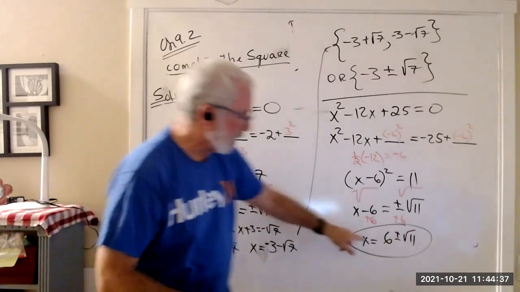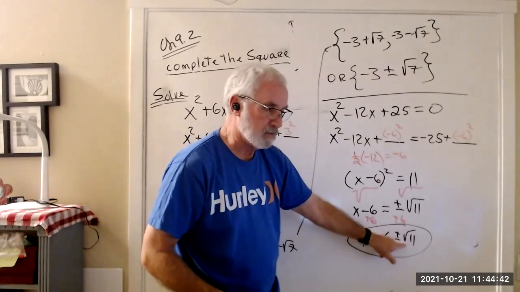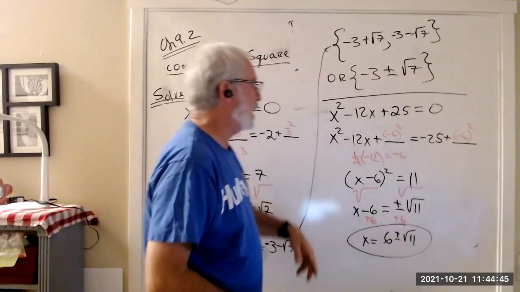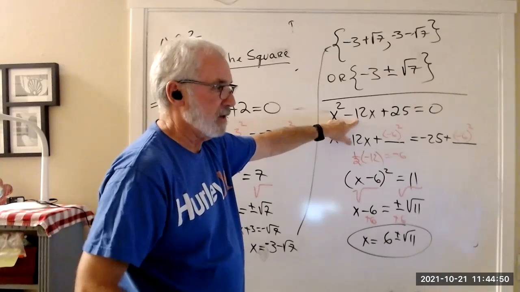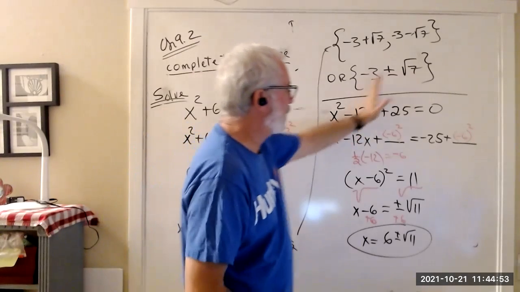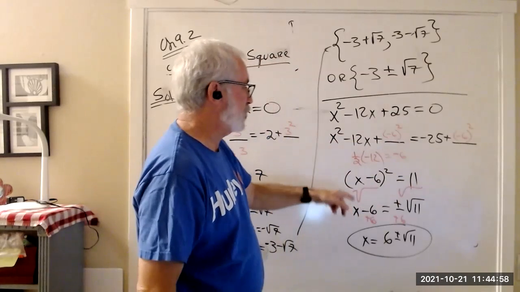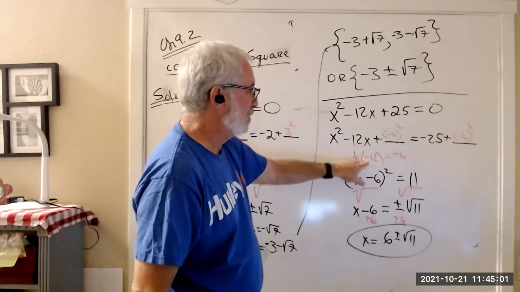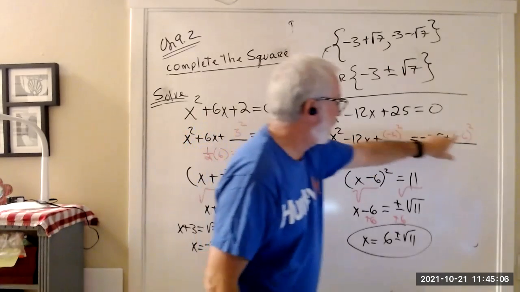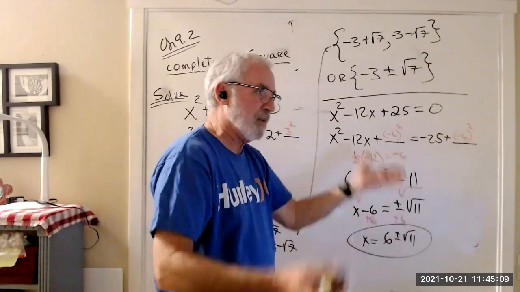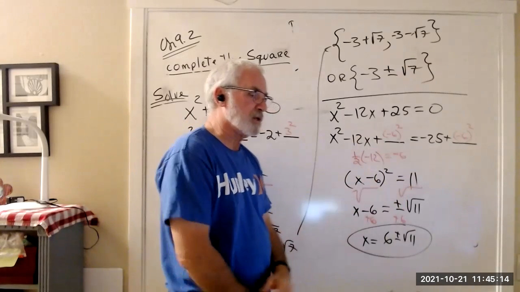Okay, those are my two answers, 6 plus the square root of 11, and 6 minus the square root of 11. So again, I come back. You couldn't factor it. You used the AC and said can't factor it. Damn it. So we move the 25 to the other side. We calculate the magic number. Half times negative 12 is negative 6. Square it and add it to both sides because you got to keep it balanced. This factors. This was 11. Square root both sides.